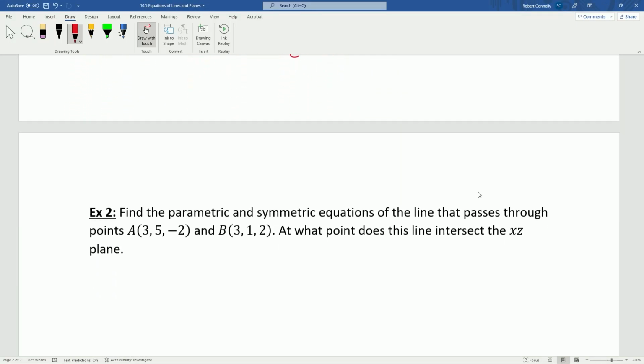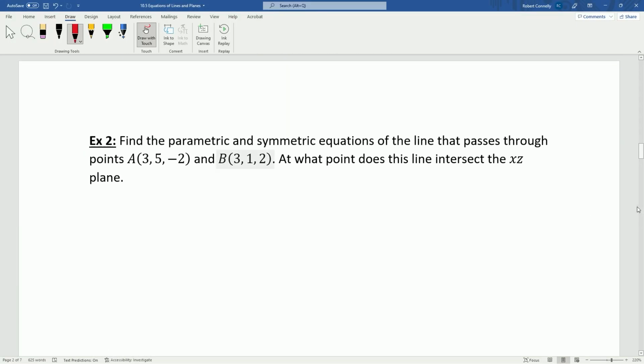Okay, so let's move on. Example 2, find the parametric and symmetric equations of the line that passes through points A, 3, 5, negative 2, and B, 3, 1, 2. At what point does this line intersect the xz plane?